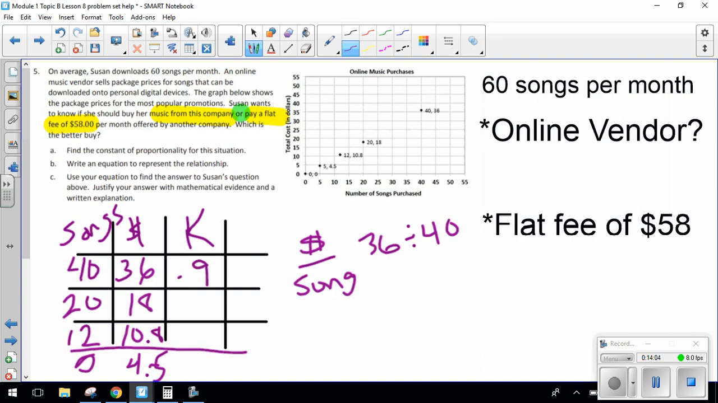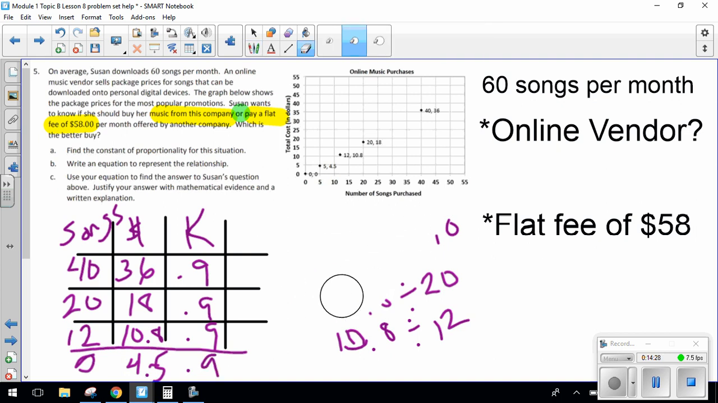Then you're going to take 18 and divide it by 20, and you should get 0.9 again. Next, I'll take 10.8 and divide that by 12, and you should get 0.9. And down here, you should take 4.5 and divide that by 5, and you'll get 0.9.